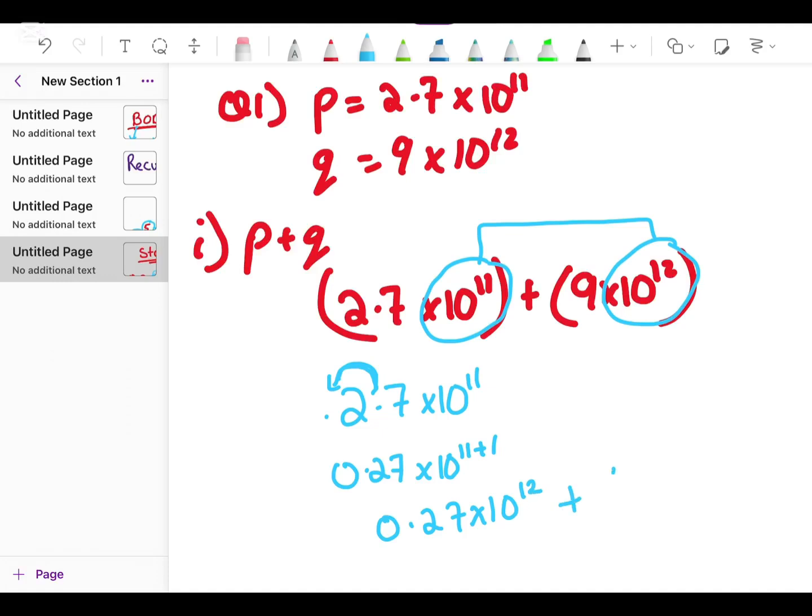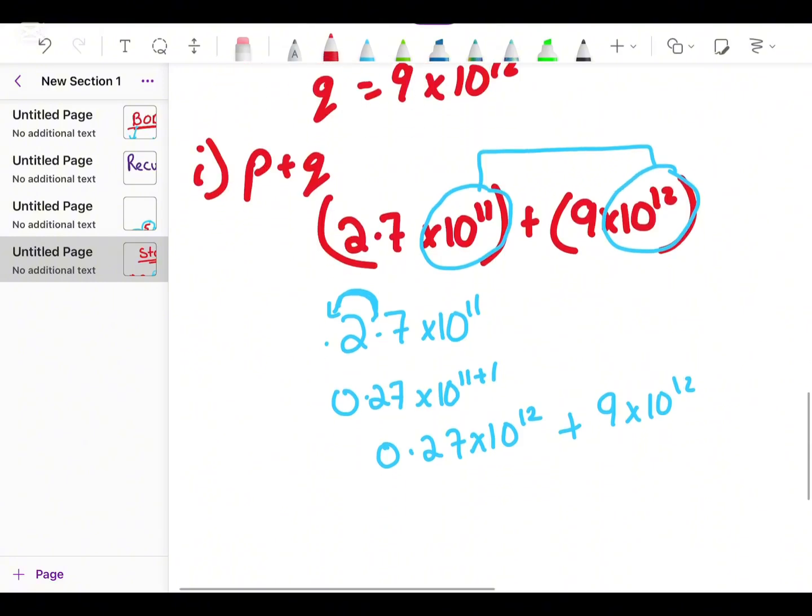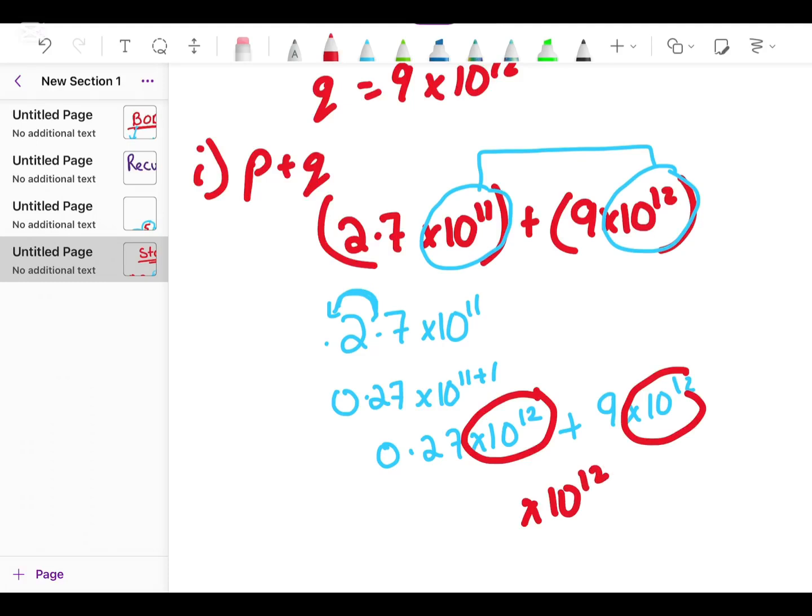Now the next number we have is 9 multiplied by 10 raised to the power 12. Now you can see that both have the same powers, so just write them. You don't need to do anything. You can only apply the index rule in multiplication and division, not in addition. In addition, you have to remember that the power must be same. When the powers are same, just write down that number. That's it. Now we need to add these two numbers.